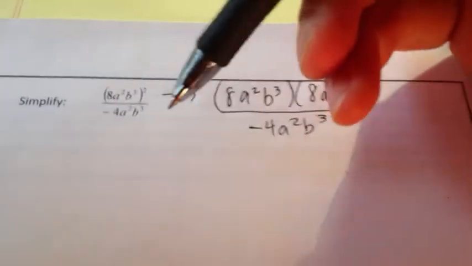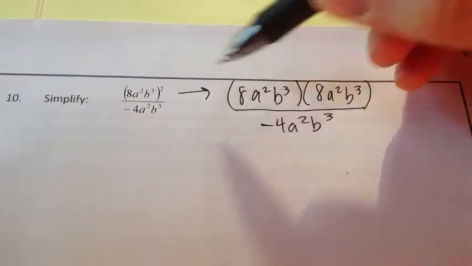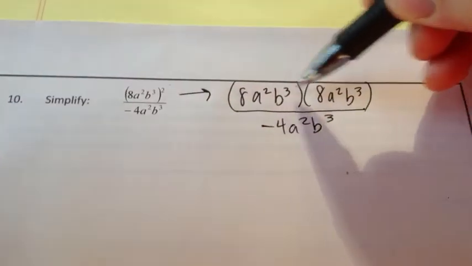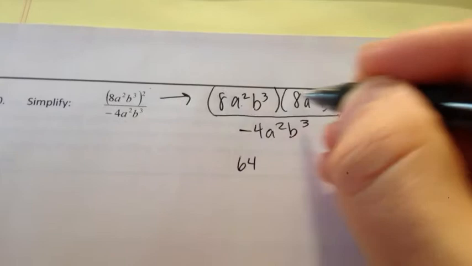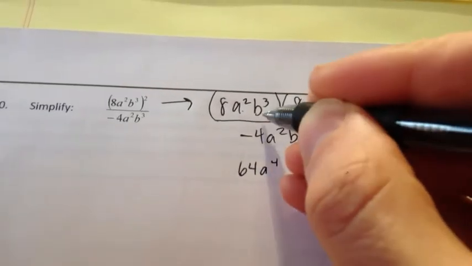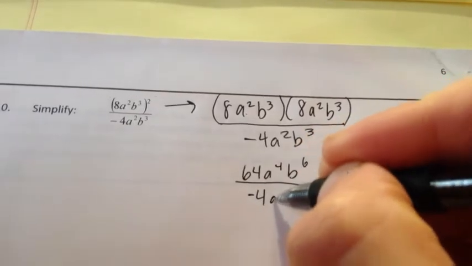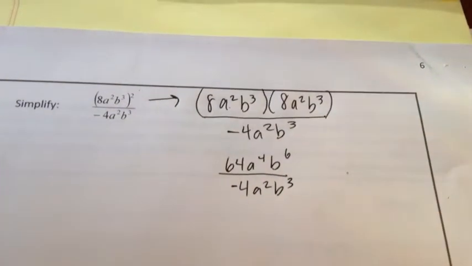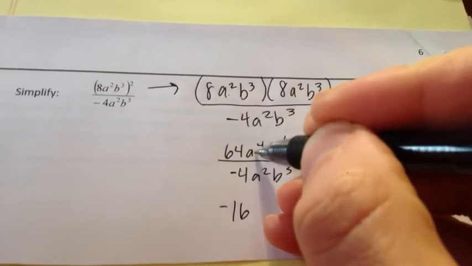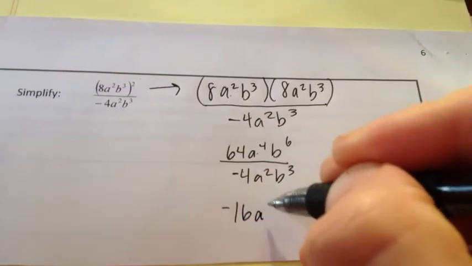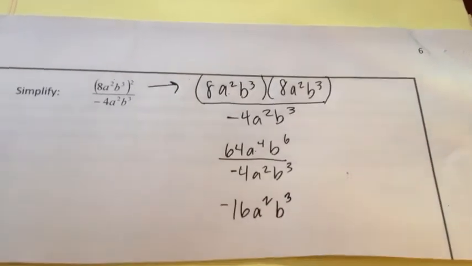For the top part here, what I want to do before I divide is work with this exponent. That exponent means that there's two factors of that base. So I get 8 times 8 is 64. A squared times a squared is a to the fourth. B to the third times b to the third is b to the sixth. So now that I've eliminated those parentheses, now I can simplify. 64 divided by negative 4 is negative 16. A to the fourth divided by a squared is a squared. B to the sixth divided by b to the third is b to the third.